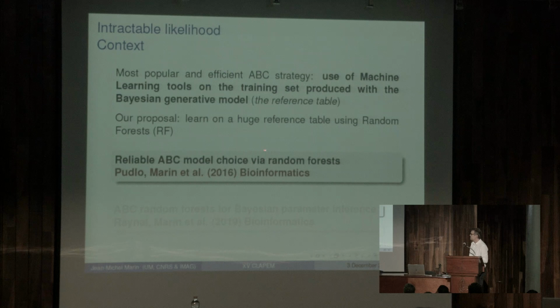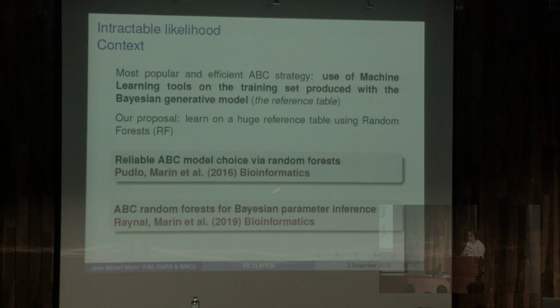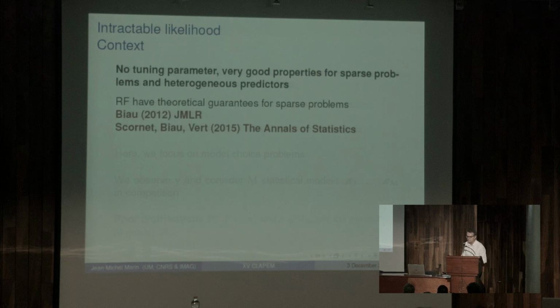Right now, there are some people who use some sort of deep learning, using first an autoencoder strategy, to also learn the interesting set of summary statistics. There are different types of strategy, but the one we propose, either for parameter inference or for model choice, is to use random forest, because there are almost no tuning parameters and quite good properties for sparse problems and heterogeneous predictors. And from our feedback with our population geneticist colleagues, we use this type of strategy a lot to do inference on the Kingman coalescent process, to select a model or to estimate the parameters of the Kingman coalescent.